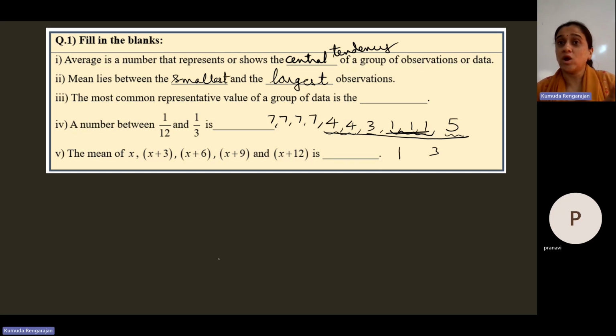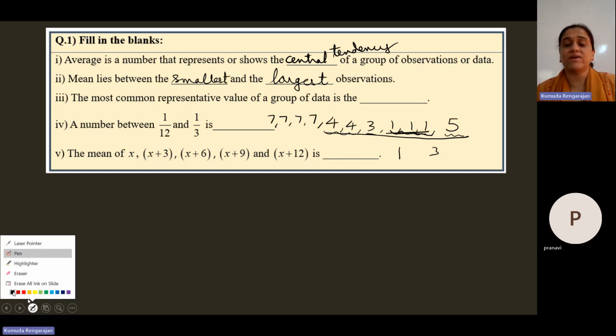But mean cannot be the smallest value or the largest value. Mean, it cannot be the smallest or the largest value. It will be a value between the smallest and the largest observations. Got that clear?